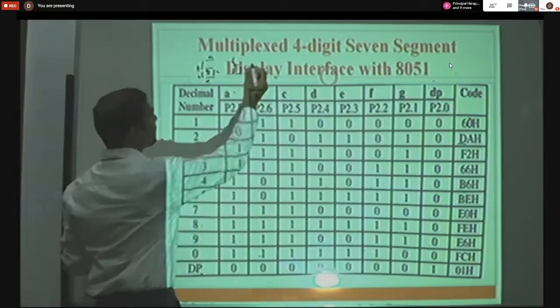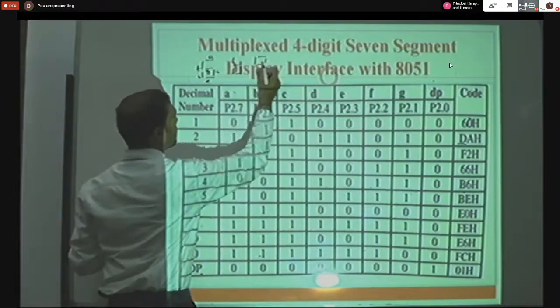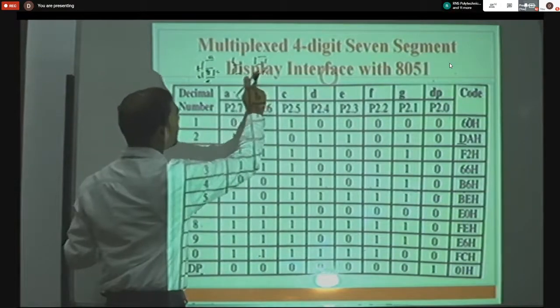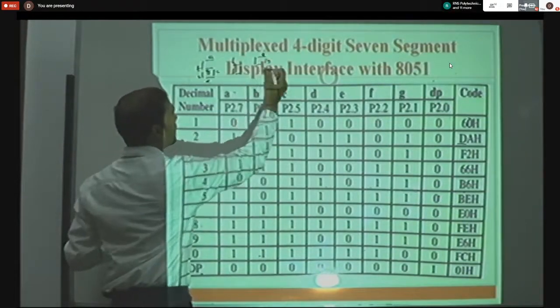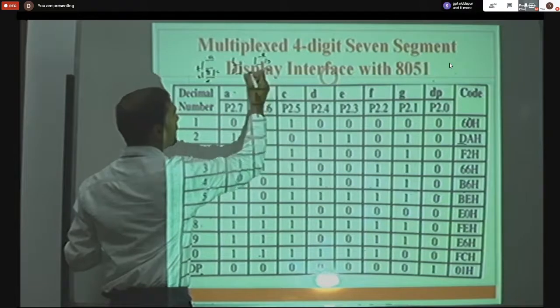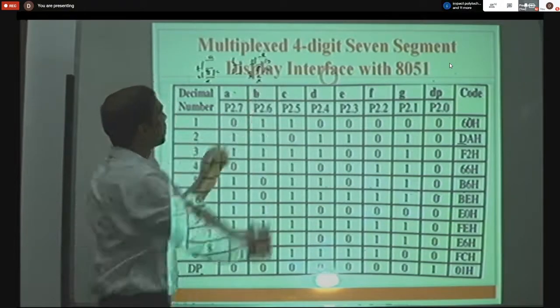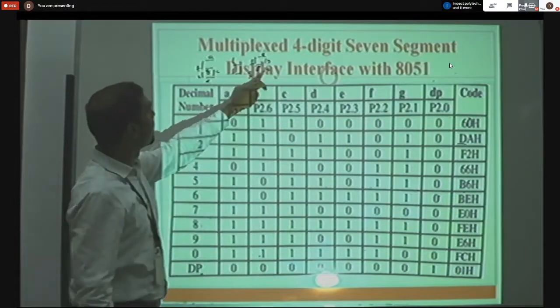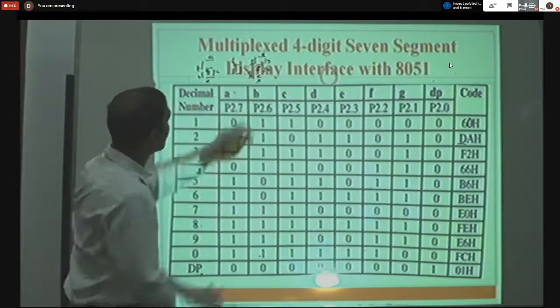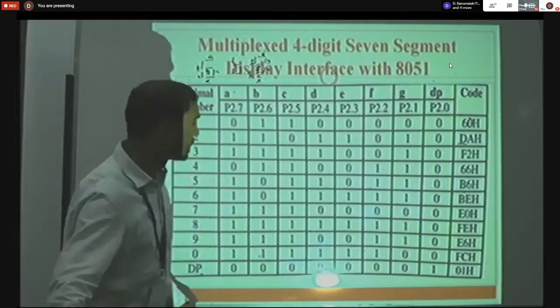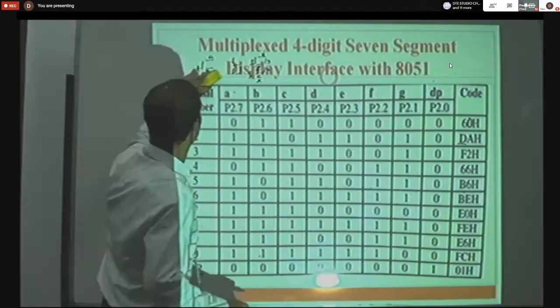Similarly, 9 is the opposite, or reverse, of the 6. It is also displayed like this. Some people consider only A, B, C, D and will not consider E, F, G. Then it looks like not exactly a 9. So consider this C also. So finally, it becomes the reverse of the 6.